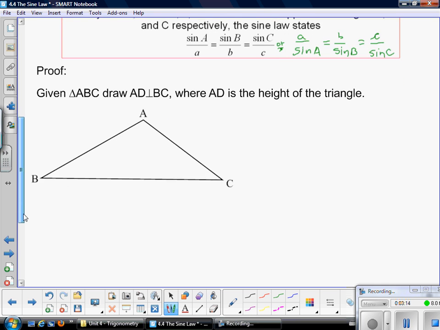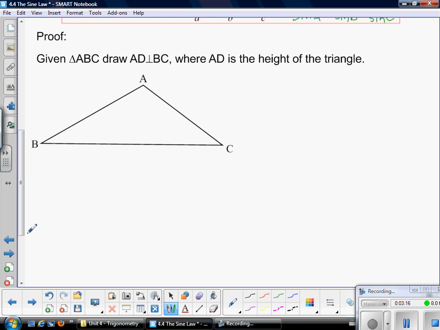This is a little mini proof, and we're given triangle ABC, drawn for us. You can see it's not a right angle triangle, which is good because we don't want to start with that. But I'm going to drop down a perpendicular here, and I'm going to call that point D. By doing that, AD is the height of the triangle, and I have now effectively created two right angle triangles. We all can see that.